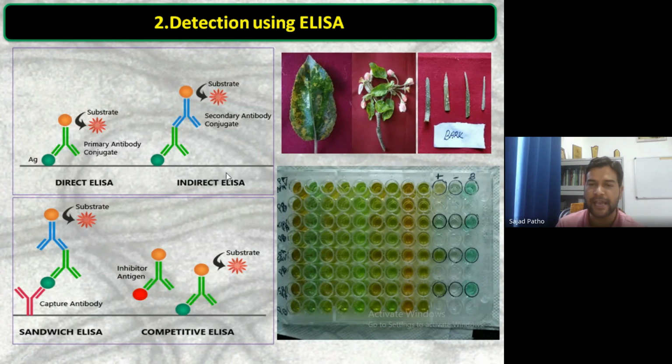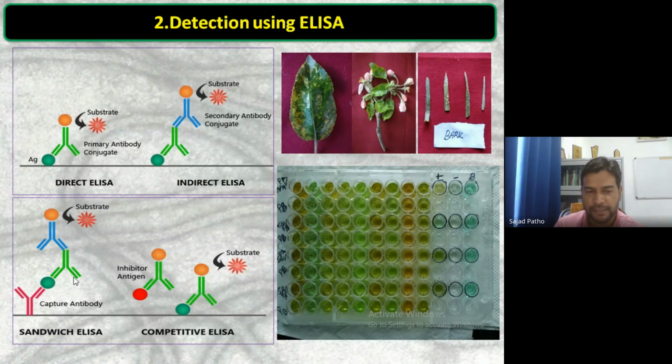Antigen means the sap from this plant which is infected, which we suspect is infected with this virus. So we are putting the sap, and in the sap the virus is the antigen, and we will put that antigen. And then coming to the third step, that is the secondary antibody. In the secondary antibody, there is one enzyme linked, so that when we put the substrate on, that enzyme will react with the substrate and produce the color.